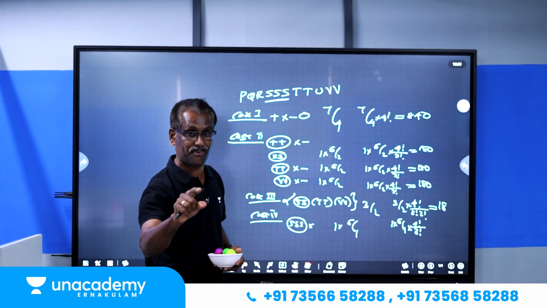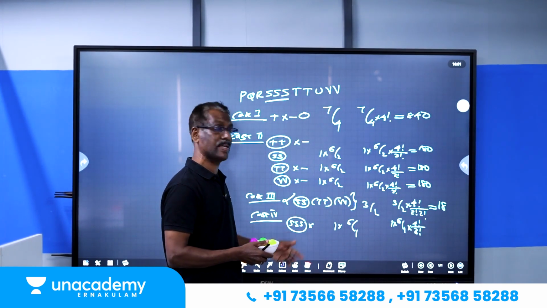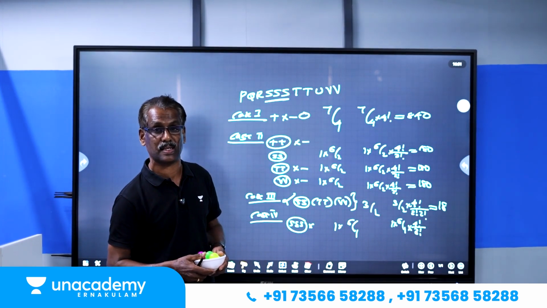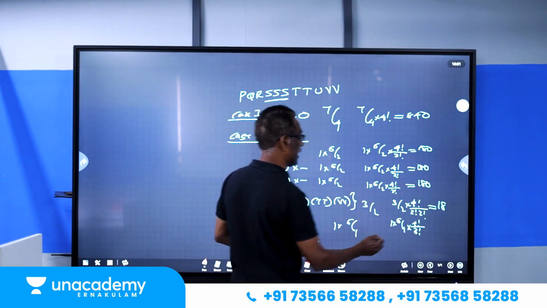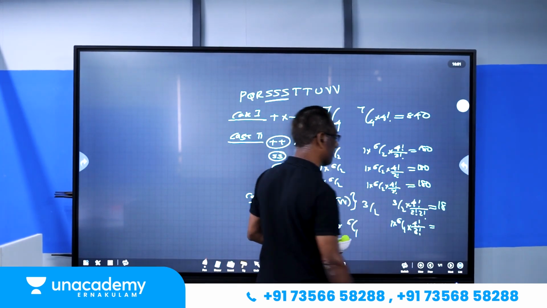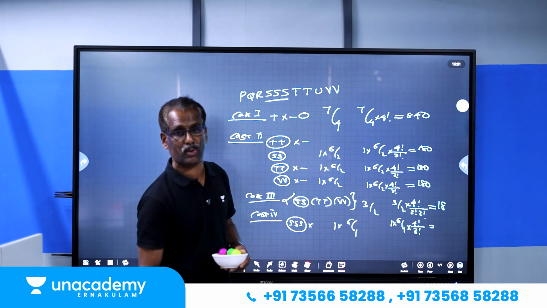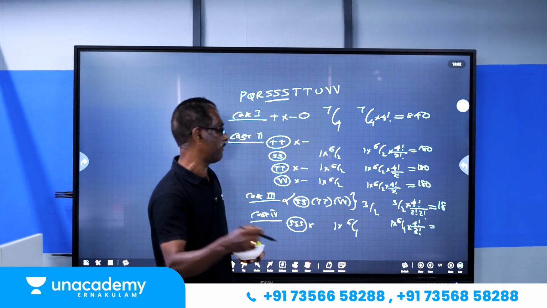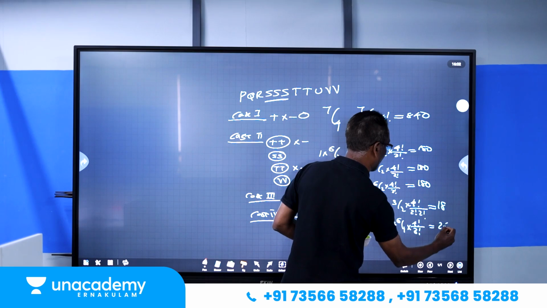In your name there are 4 letters. Out of 4 letters, 3 letters are identical. So what is this answer? 6C1 is 6. 6 into 4 factorial by 3 factorial, which is 4. 6 into 4, the answer is 24.